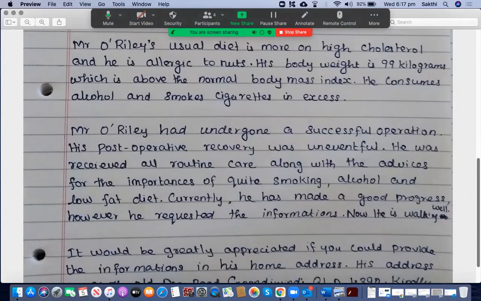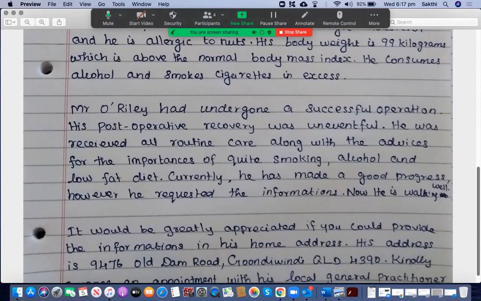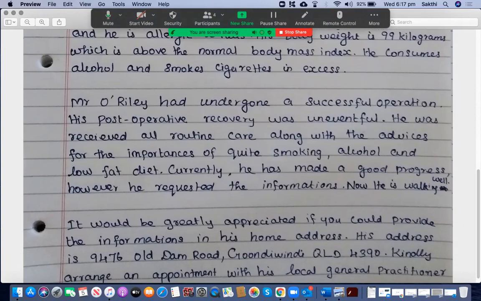The next one is: Mr. O'Reilly had undergone a successful operation. His post-operative recovery was uneventful. That's good. He was received. No, it's not he was received, but he received. When you read it, you need to know which one can use the additional verbs, or which one needs to go with the main verb alone. In this case, he was received. That's wrong.